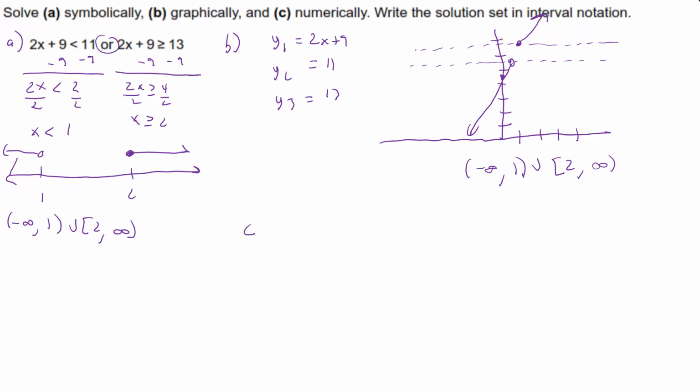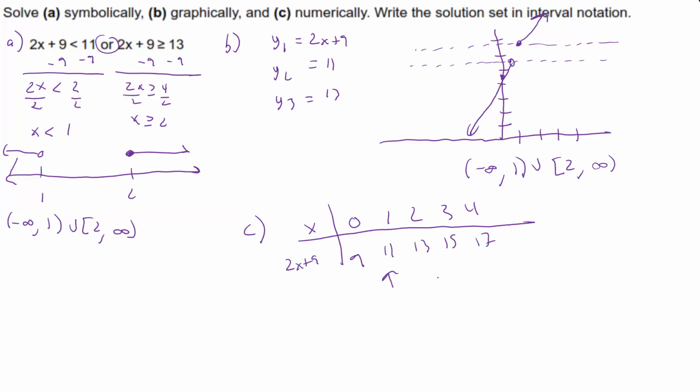Now numerically, again, we're going to have x, and then we'll have 2x plus 9. And I don't know, let's do 0, 1, 2, 3, 4. And 0 gives us 9. Then we'll have 11, 13, 15, 17. And so here we have 11, here we have 13. And so it's going to be everything less than that. So it's going to go from negative infinity up to 1, parenthesis, union. Now it has to be equal to this one. So bracket 2 to positive infinity. So that's kind of how it works here.